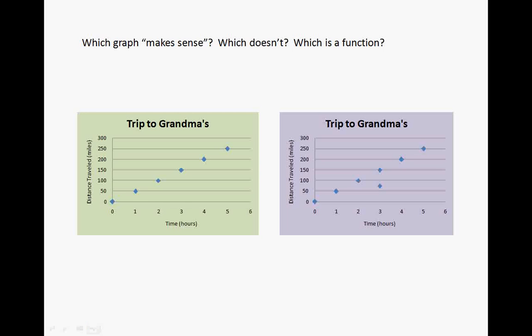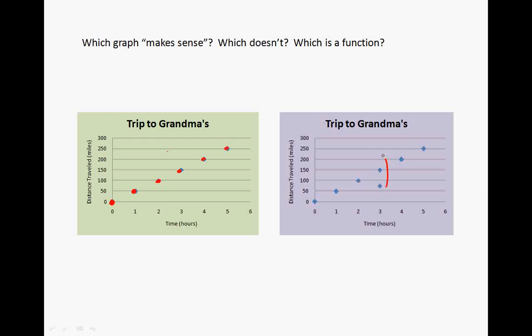So on the left-hand graph, at 0 hours, you had traveled 0 miles. At 1 hour, you had traveled 50 miles. At 2 hours, 100, and so on. Look at the second one. It's also saying that this is my trip to Grandma's over time. Do any of the time recordings make or not make sense to you, I guess is what it should be asking.